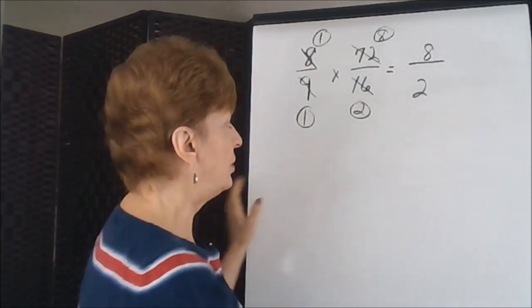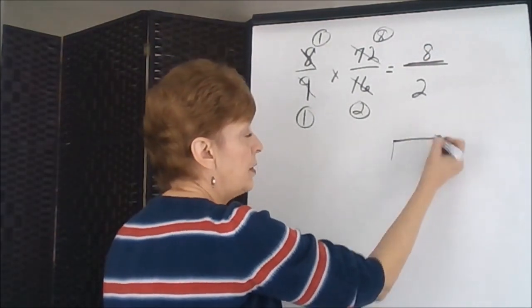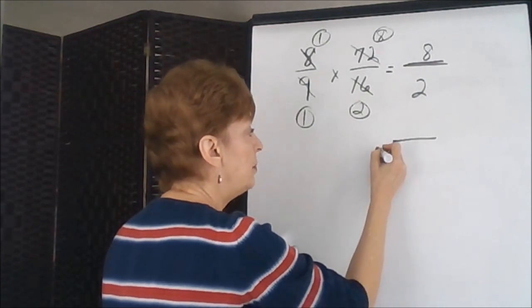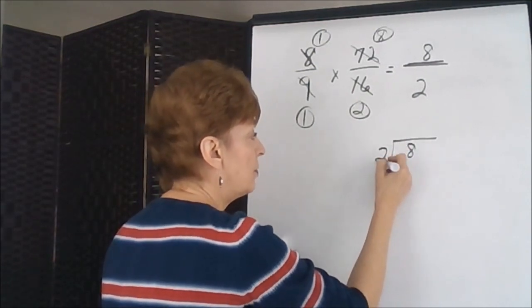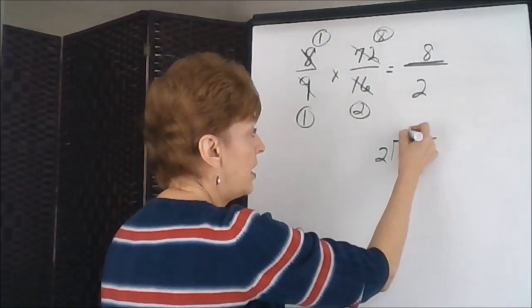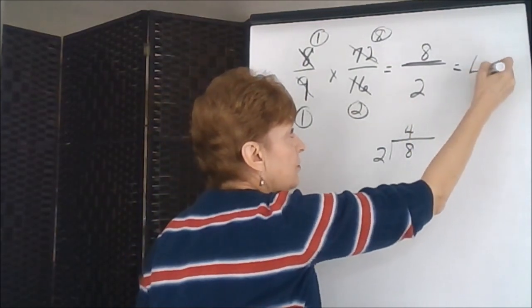8 divided by 2, that's a division symbol. If we were doing it with this type of symbol, it would be 8 divided by 2. That's how it would look. So 2 divides into 8 4 times. 8 divided by 2 is 4.